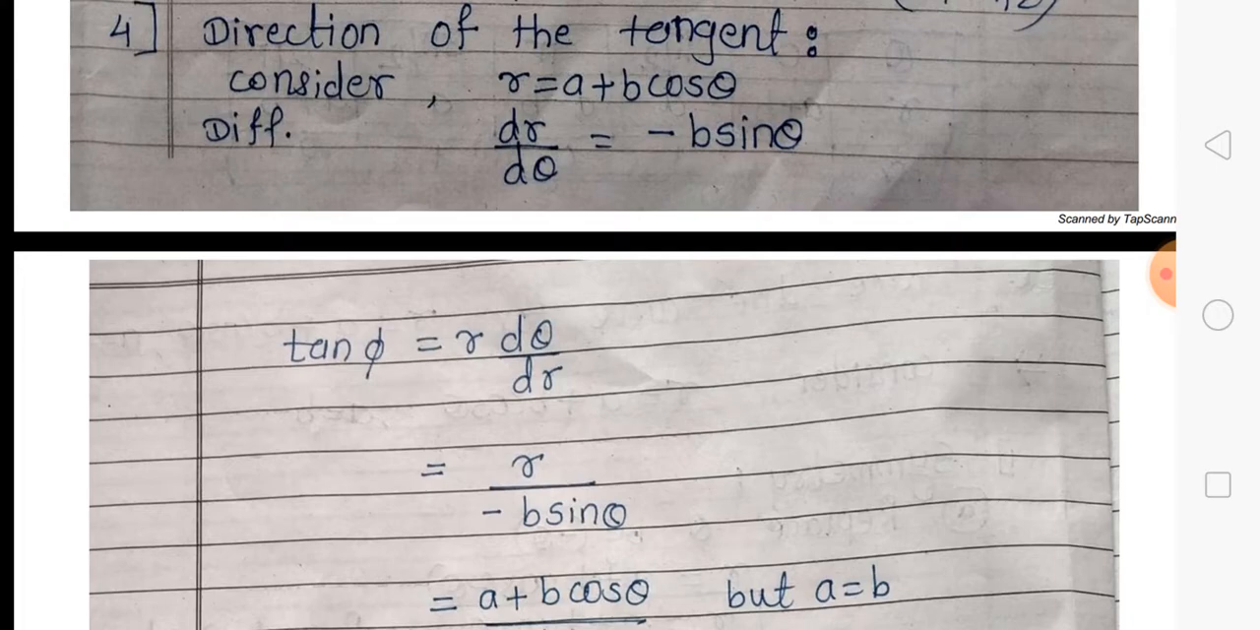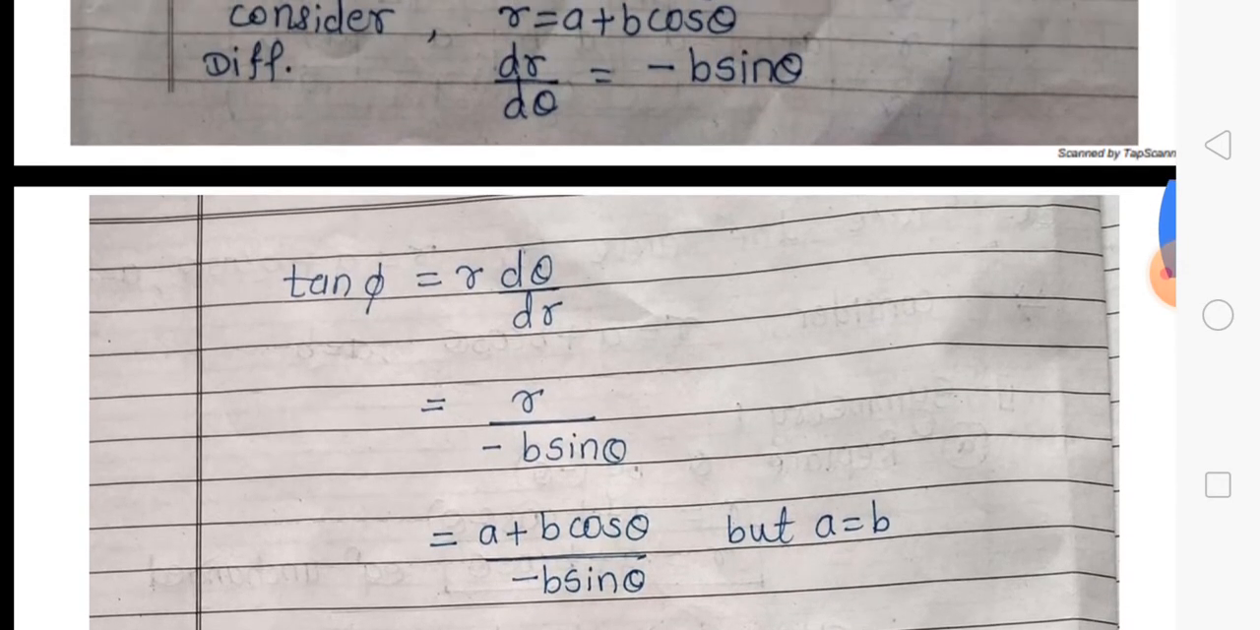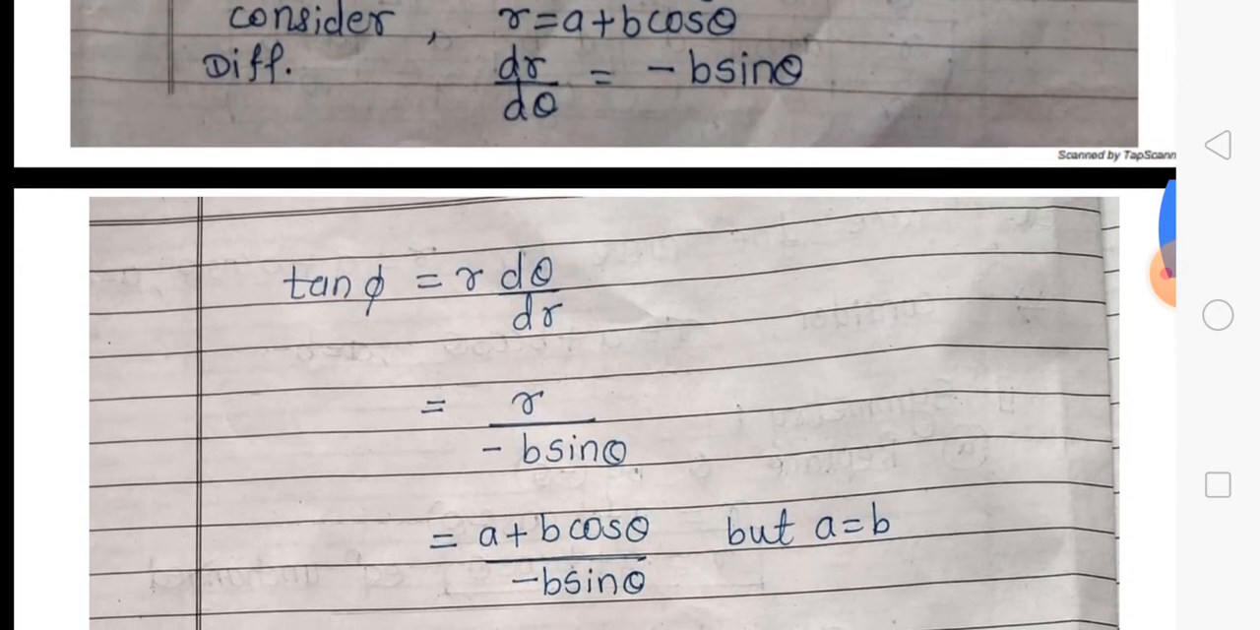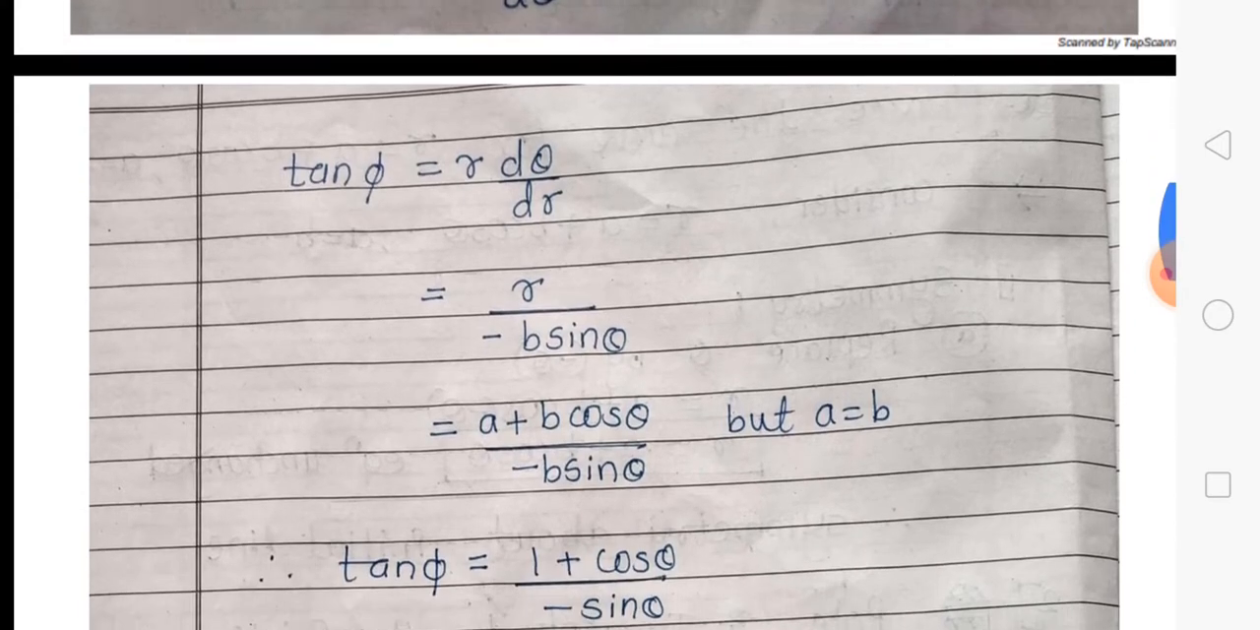For this, we want the derivative. Therefore, we consider the given curve r is equal to a plus b cos theta. Differentiate this, then we got dr by d theta is equal to minus b sine theta. Therefore, here we got tan phi is equal to r d theta by dr. Substitute the value of dr by d theta in the equation. We take the reciprocal, then we got r upon minus b sine theta.